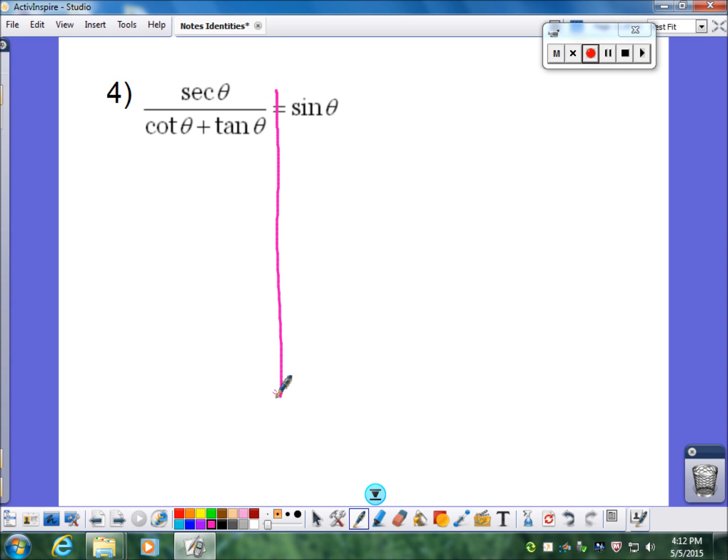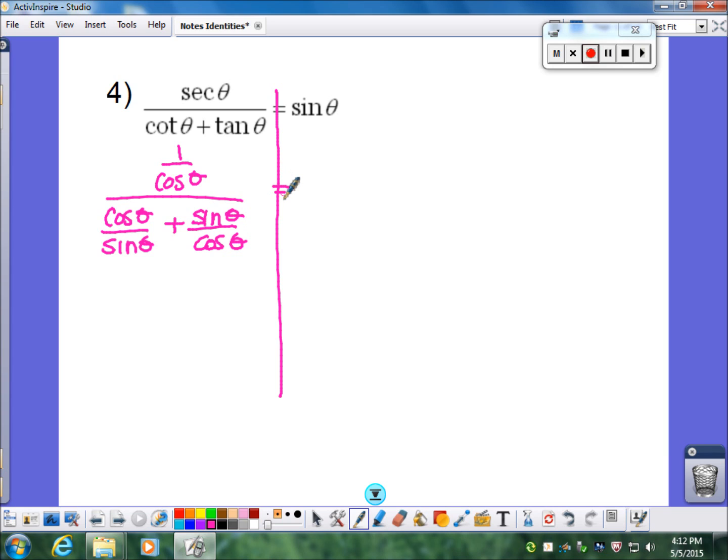All right, so now I don't have any squares in here, so I really can't change these to any of the Pythagorean identities, and it really doesn't do me any good. I can't break this thing up into two fractions because my common denominator is the sum of those two. So I'm going to change everything to sine and cosine. So secant becomes 1 over cosine of theta. Cotangent is cosine of theta over sine of theta, plus tangent is sine theta over cosine theta. Okay, we've got to get all this to simplify to just plain old sine theta.